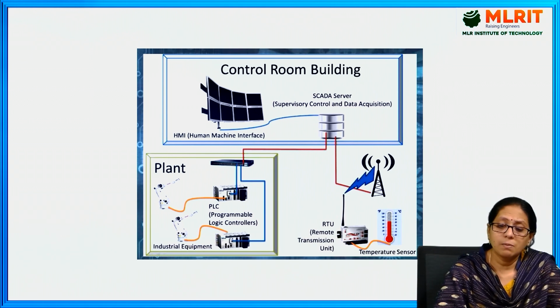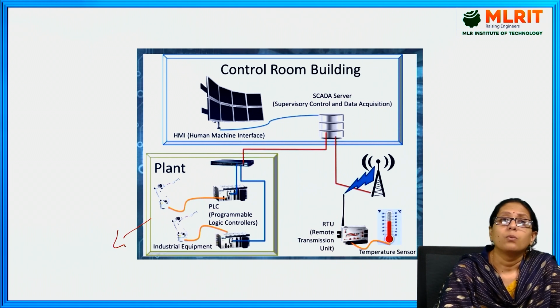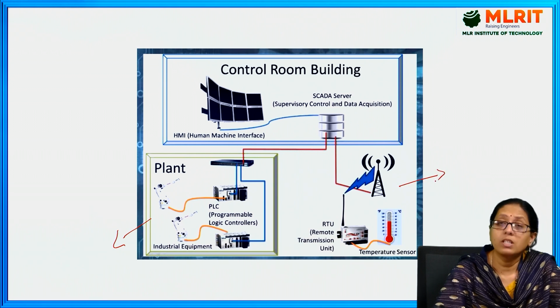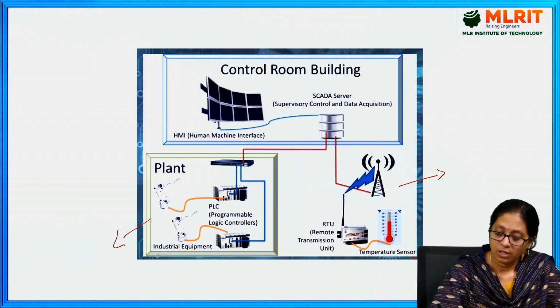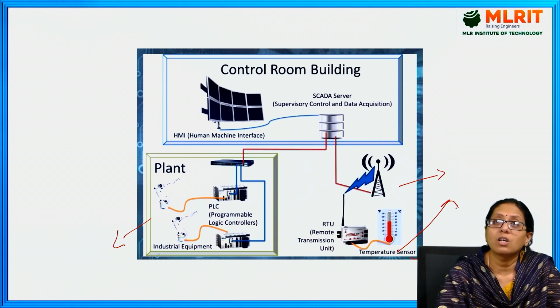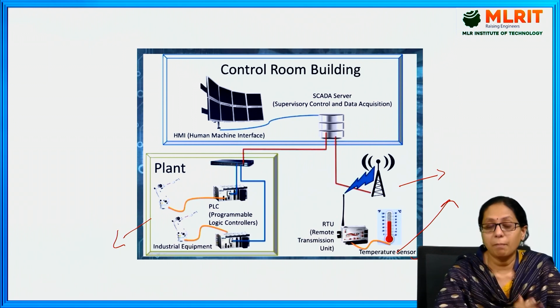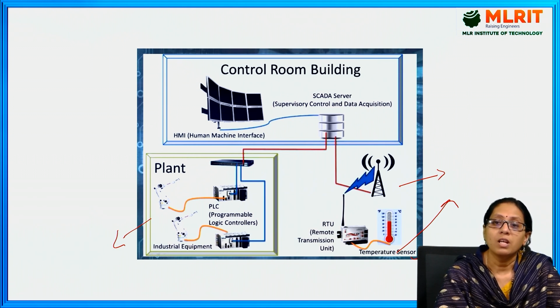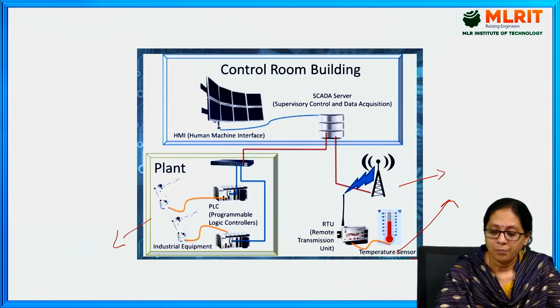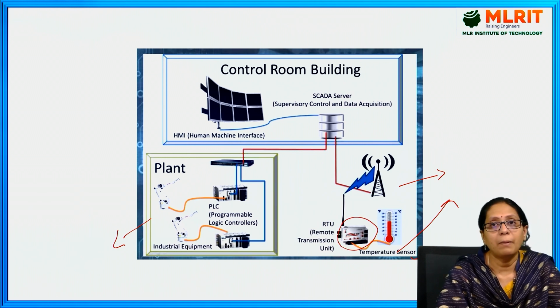Here you can see in this picture the control room, as well as the plant where different types of machinery are being operated, and by using the antenna we are giving the signals to the RTU system. We have a temperature sensor also, in order to frequently measure the temperature of this RTU system, and if the temperature increases, in order to reduce the damage, we will be providing a cooling system also.